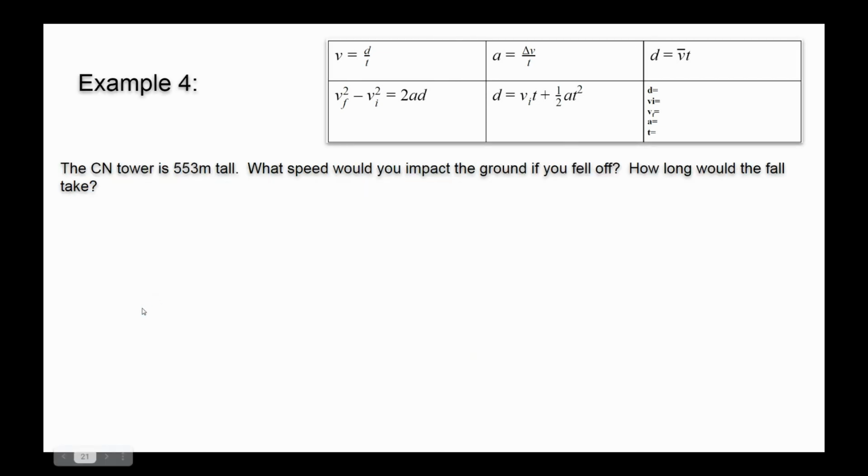Now here's another one. CN Tower is 553 meters tall to the pinnacle. What speed would you impact the ground if you fell off, and how long would the fall take? And it's a trick question, because if you were actually on the tip of the CN Tower and fell off, you'd bust through the restaurant window, land on a table, and spoil somebody's afternoon. Or delight them, depending. You know, it might be like, I promise you, if I've cheated on you, let a man fall from the sky and crash onto our table.